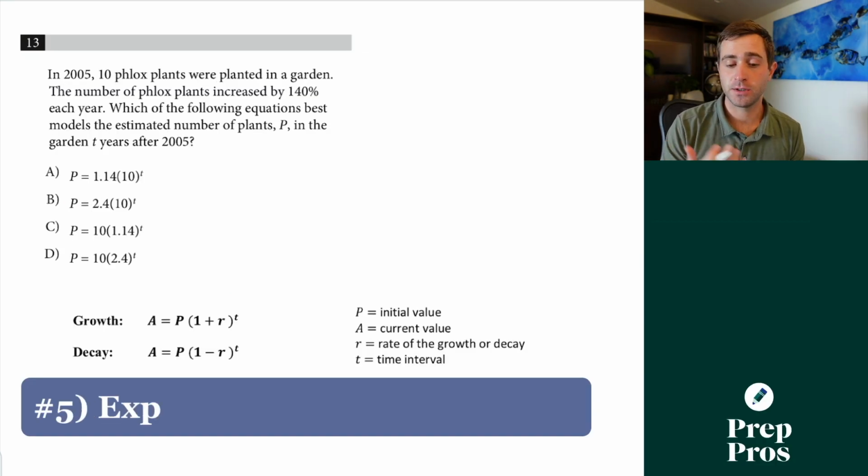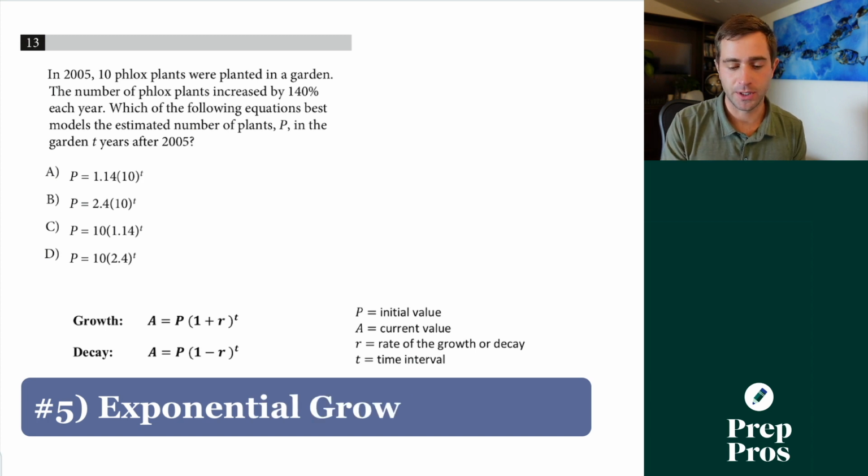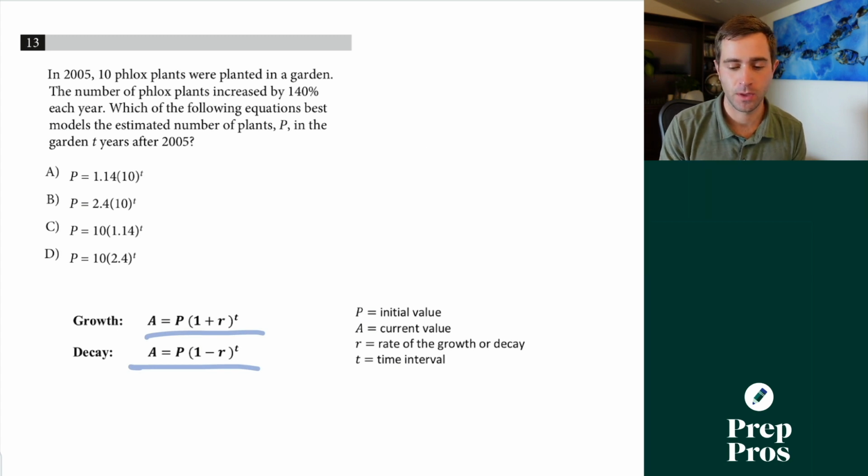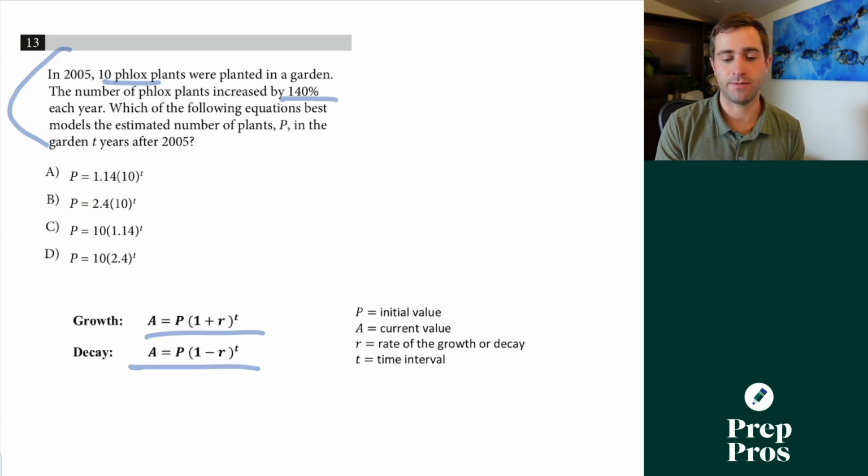Now, the fifth topic you're definitely going to see is exponential growth and decay. And once again, from my book, here is the simple formula which is going to help you handle about 90% of these questions correctly. So we're going to look back at this example. In 2005, 10 phlox plants were planted in a garden. The number increased by 140% each year. Which of the following equations best models the estimated number of plants t years after 2005?